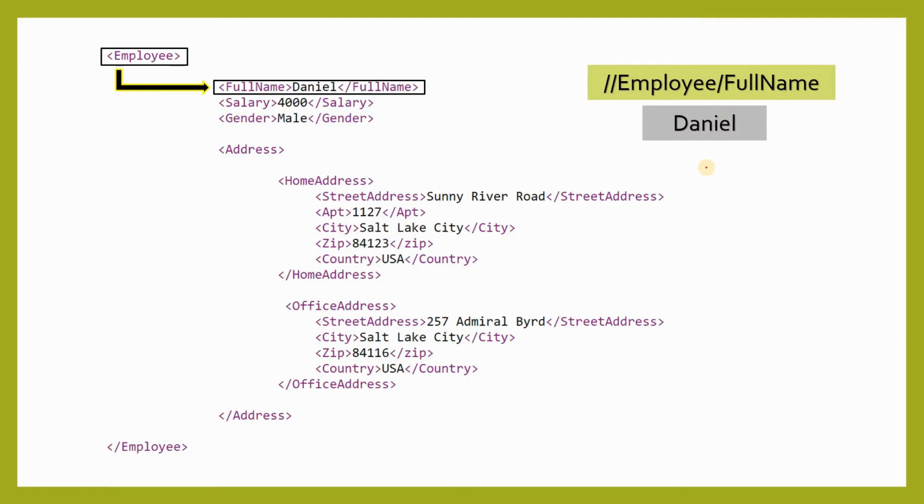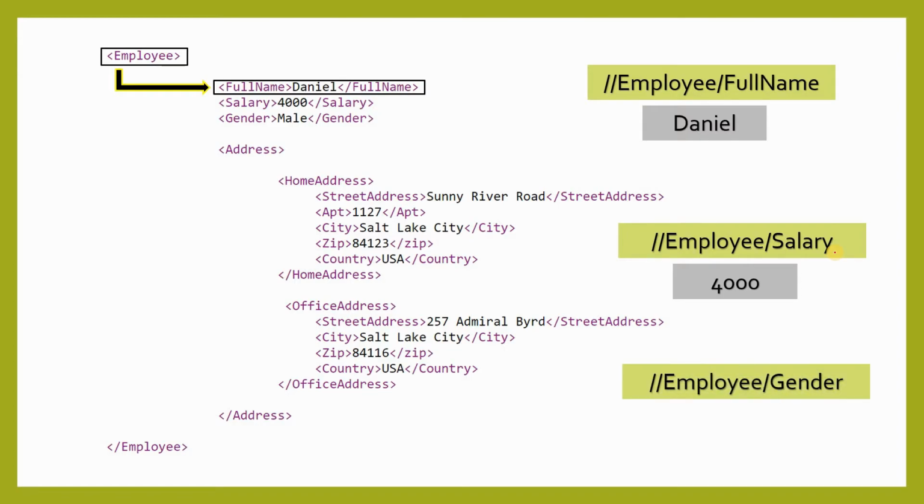If you want to retrieve the salary from this XML response, the XPath expression for the salary will be two forward slashes, then the root node. Under the root node, we have the salary element. And what will we get? We'll get 4,000. In a similar way we can get the gender's value, and the XPath expression to get the gender will be two forward slashes, root node element, that is employee, then forward slash gender.